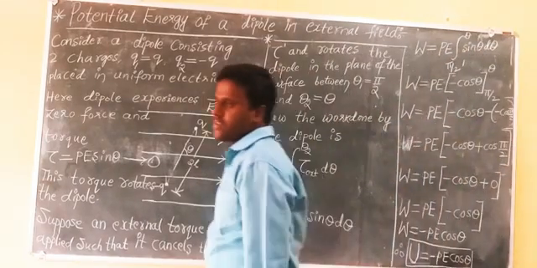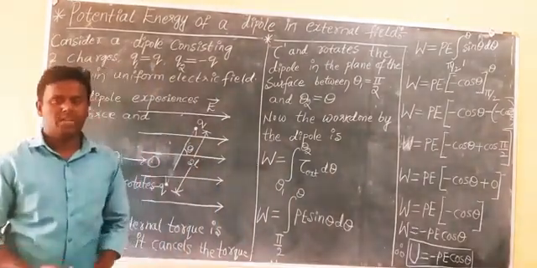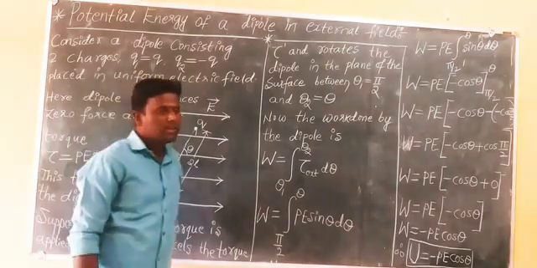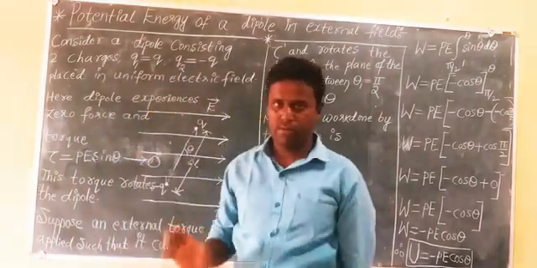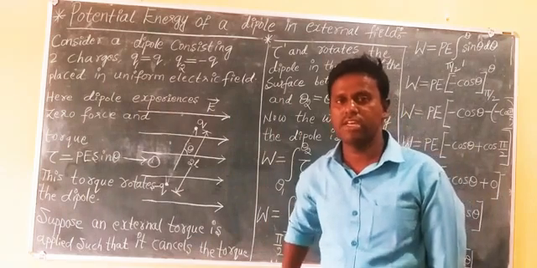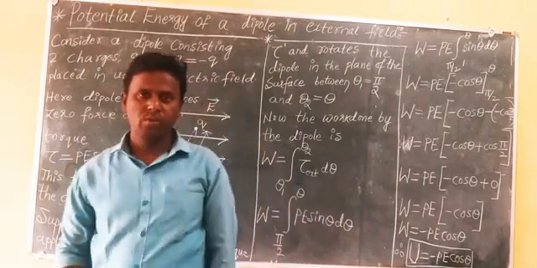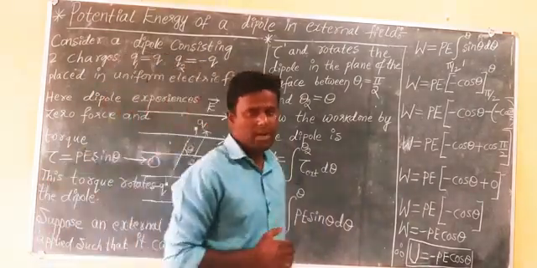Good afternoon, students. In the last class, I was telling about the electrostatics of a conductor. In that, I left one of the properties of a conductor, that is electrostatic shielding. The fifth one is electrostatic shielding. So first, I want to tell about electrostatic shielding.